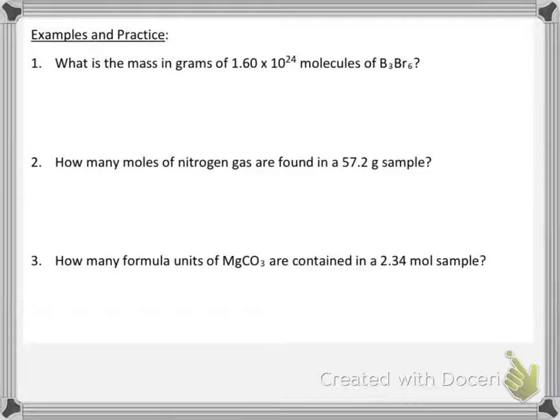Okay, we are trying to find the mass in grams of 1.60 times 10 to the 24th molecules of this lovely B3Br6. What is that, triboron hexabromide? Well, okay. You want the mass in grams, you have to have the molar mass. And if you need the molar mass, you need the periodic table. So let's take a look.